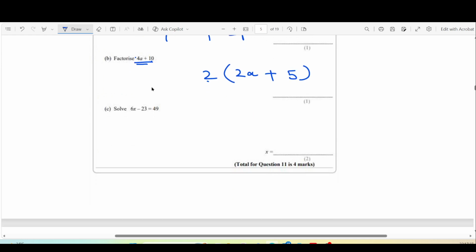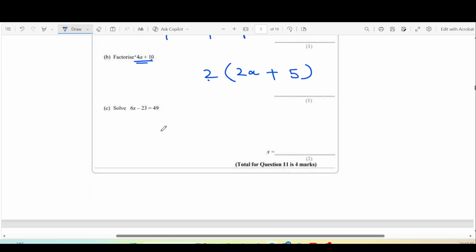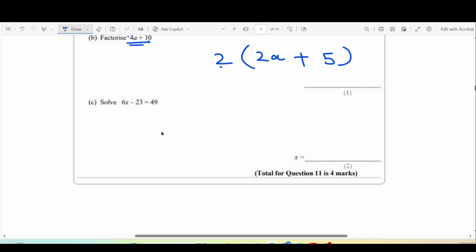And we have to solve this equation. So let me just zoom in a little bit. Solving means we have to find the value of x. So we have negative 23, right? Whatever is extra here with x, we need to get rid of that. So first, we have negative 23. The opposite of that is positive 23. So we add 23 to both sides. Cancel. This side we have 6x, and 49 plus 23, we end up with 72.